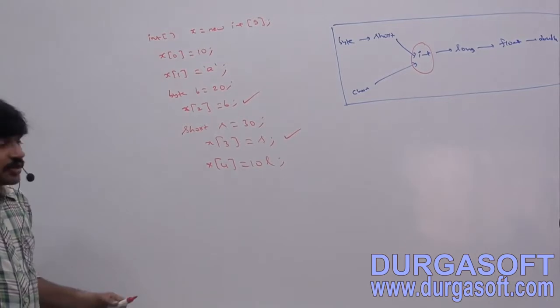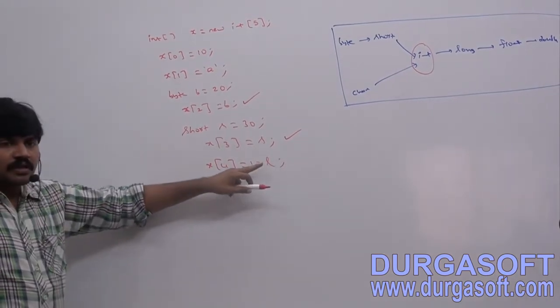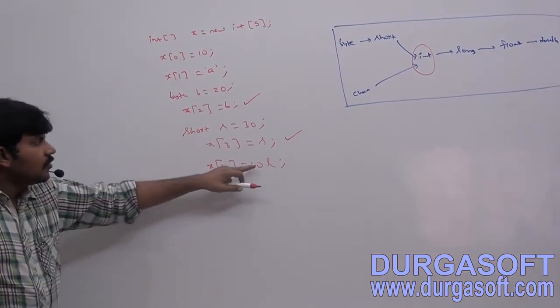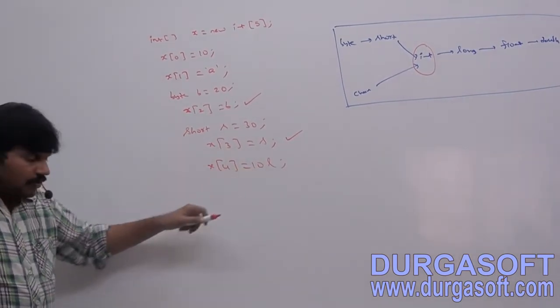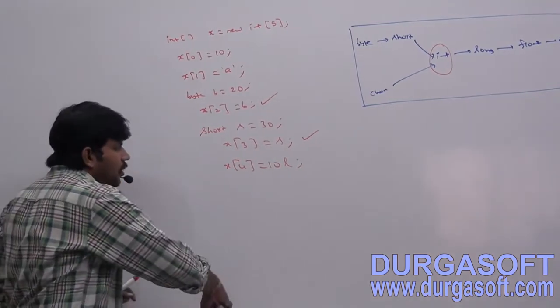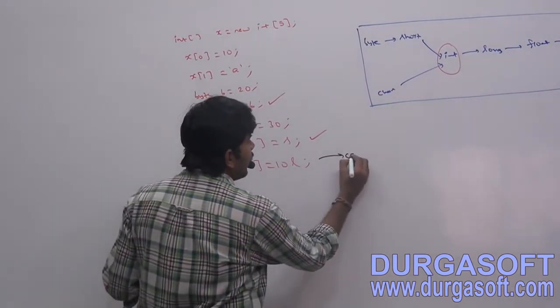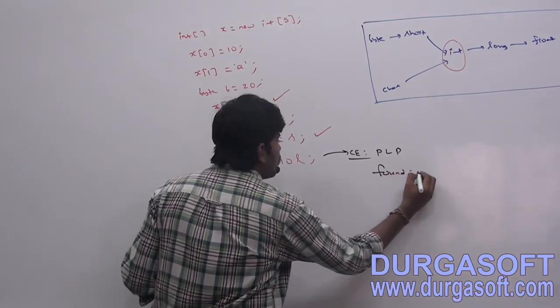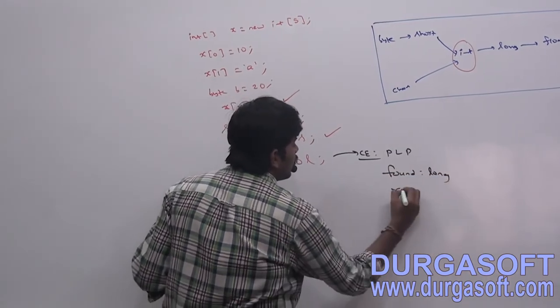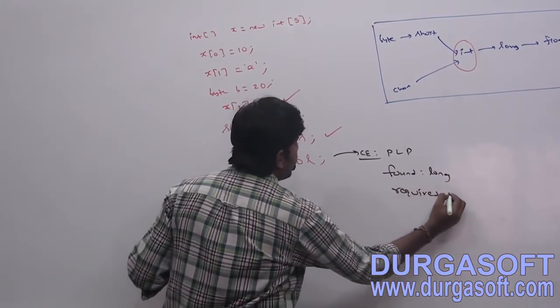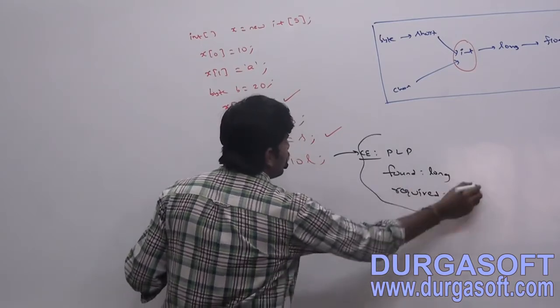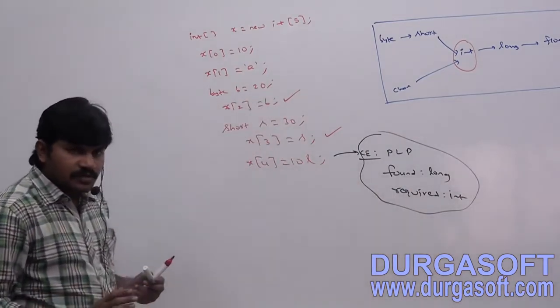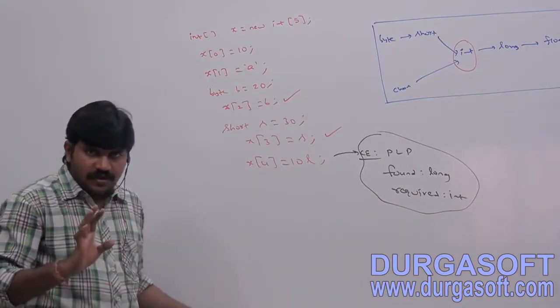Valid or invalid? Invalid, because in the place of int, we can provide what? Long. By mistake, if you are providing long, immediately compile error saying possible loss of precision. Found long, required is nothing but int. Do you know? Found long, required itself is nothing but int, right? I hope it is clear for all of you.